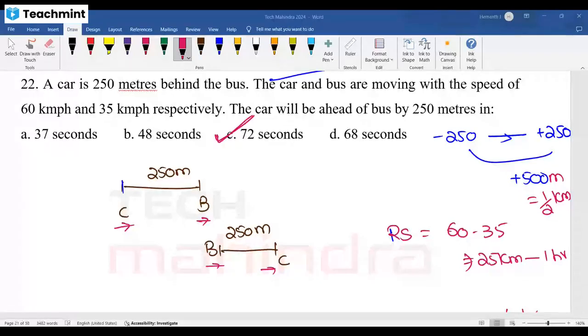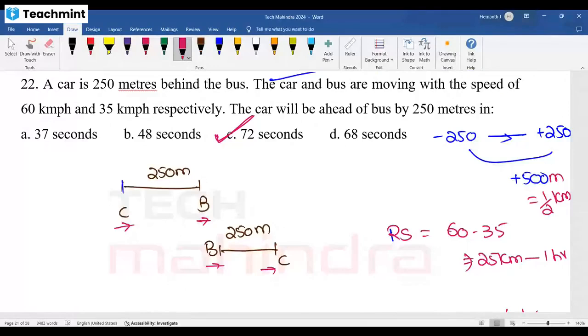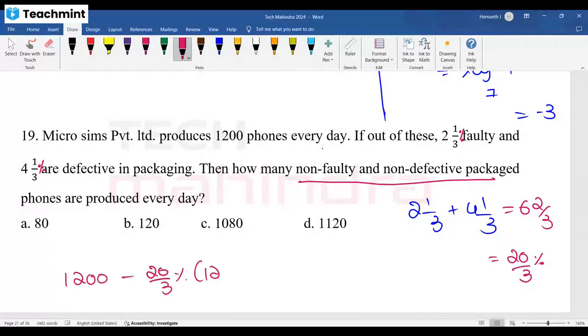Now the question which we stopped here. 2 1 by 3 plus 4 1 by 3 means 6 2 by 3, which is 20 by 3%. This is actually 2 1 by 3%, and this is 4 1 by 3%. The percentage sign is missing. So 20 by 3% are faulty and defective. I want non-faulty, non-defective, so 20 by 3% should be removed. From 1200, remove the 20 by 3% part, then they are non-faulty and non-defective.